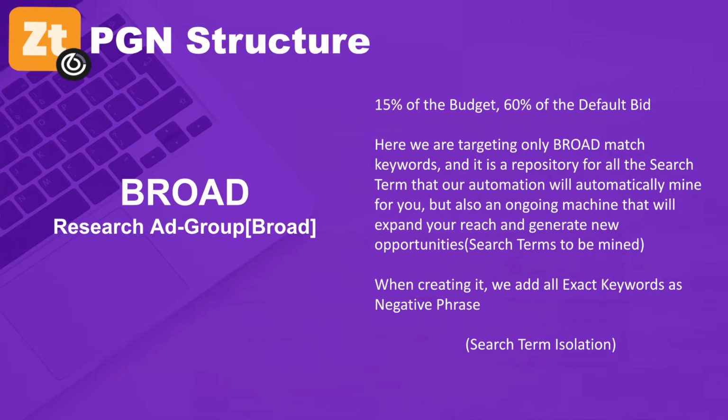The next entity is the broad campaign, which is also a research campaign, where we will allocate 15% of the daily budget and 60% of the default bid. This is exactly like the phrase match, wherein we will add any customer search term that we mine for you or keywords that you may add as a broad match, in order to identify new opportunities for you to expand your reach to new longer tail search terms to bid on. Here we will also leverage search term isolation, so we will negate all the keywords that you add as phrase matches away from the broad on the PGN.